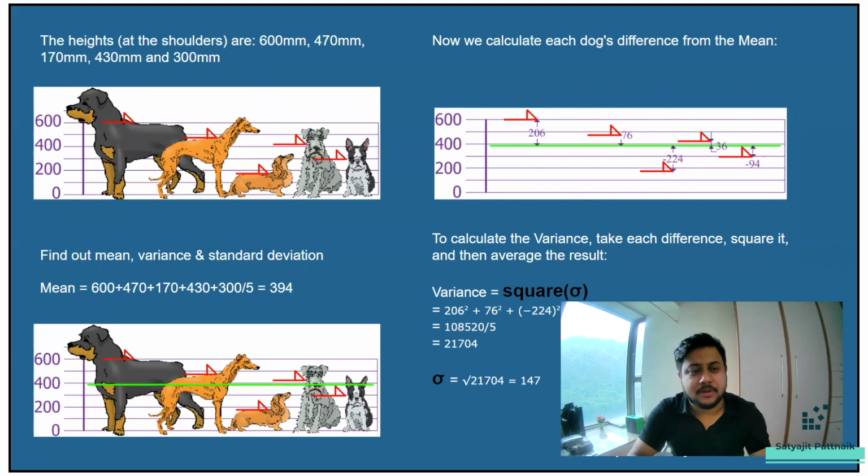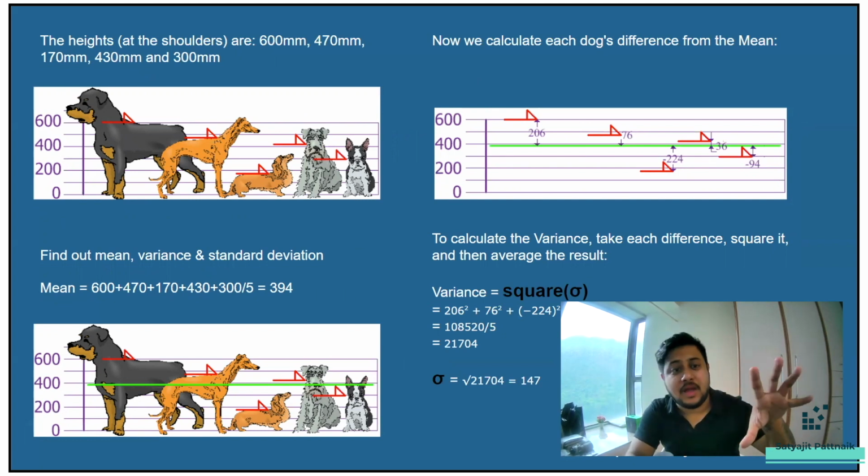We have an example. There are various heights at the shoulders of different breeds of dogs. Of course, the whole credit for this example goes to mathisfun.com. I will also leave the blog's link in the description below so that you can go through it. In this video, we are making an entire video on this particular example, so I think you will have a very good understanding of outlier detection.